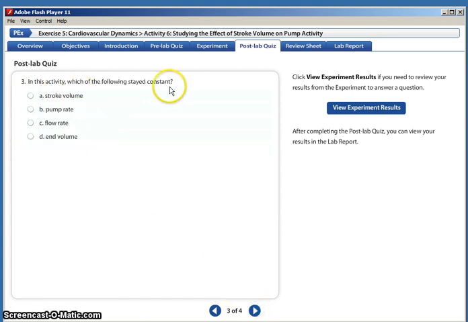In this activity, which variable stayed constant? All right, it wasn't the pump rate, it wasn't stroke volume, so flow rate, right? And which of the following is true? So we know that end diastolic volume has to be the highest, so this is the only relationship that shows that, because this one implies end diastolic volume, stroke volume's the highest, right? And this one implies that end systolic is the highest, and that would as well. So end diastolic minus stroke volume equals.